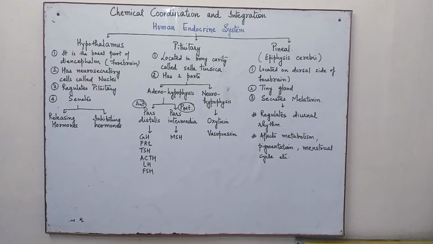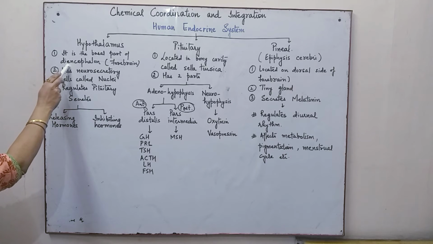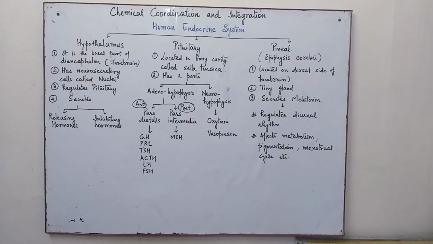Hypothalamus is actually the basal part of a forebrain, that is diencephalon, and it has special neurosecretory cells which are known as nuclei. And the hypothalamus is very important because it regulates a lot of activities, and it's providing a connecting link between the nervous system to the endocrine system. And this is brought about with the help of pituitary gland. So hypothalamus is a connecting link, and it brings about its action with the help of pituitary gland.